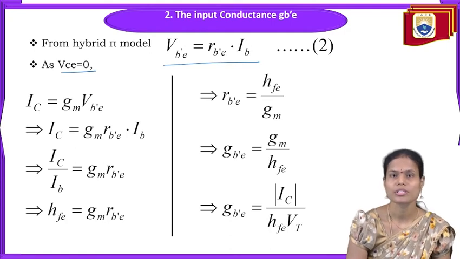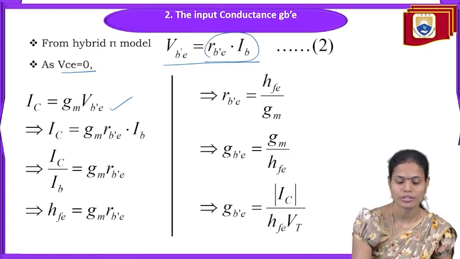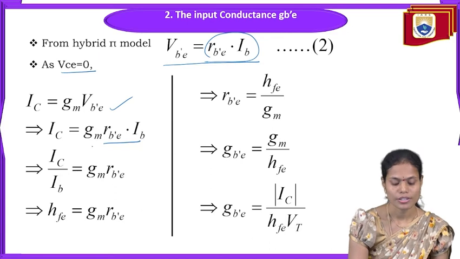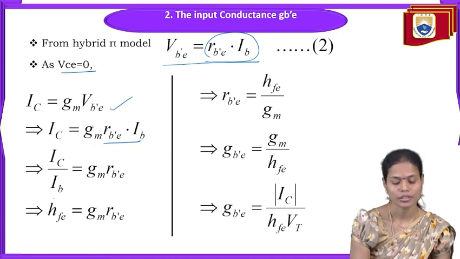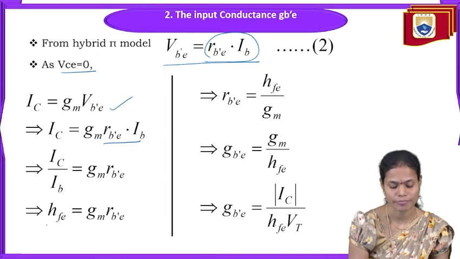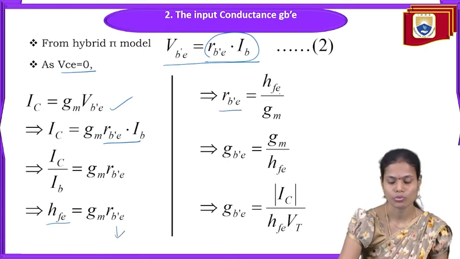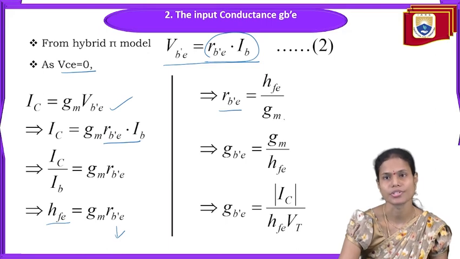Once VC is equal to 0, from the hybrid pi model, the collector current IC we will get as GM into VB'E. And VB'E value is this much. If you substitute here, we will get it this way. From this, taking IB to the left side, IC by IB equals GM RB'E. And here IC by IB is nothing but the forward current gain, that is HFE, equal to GM RB'E. From this, RB'E is equal to HFE by transconductance GM. So RB'E is HFE by GM.